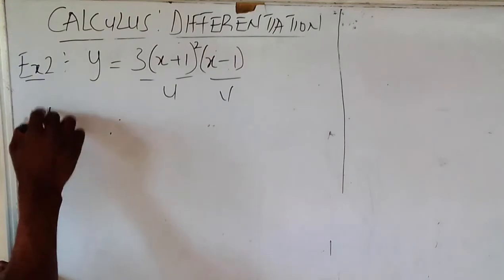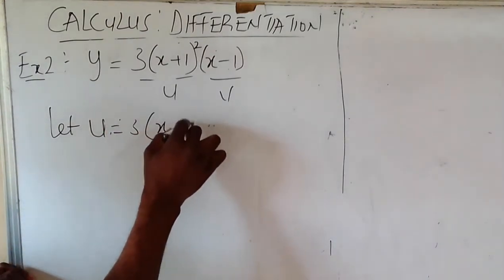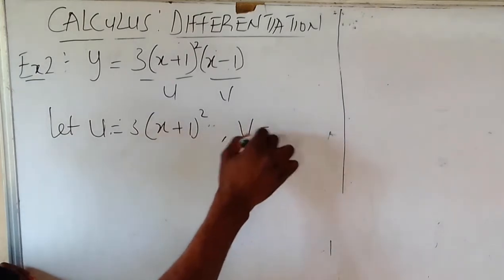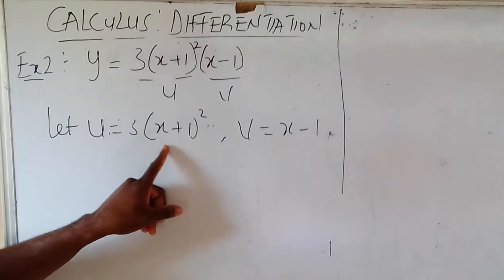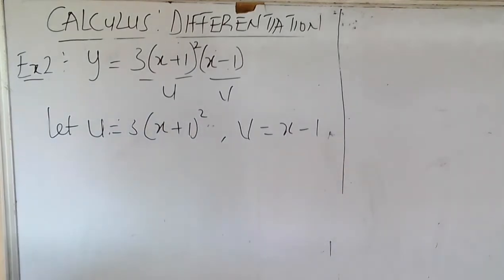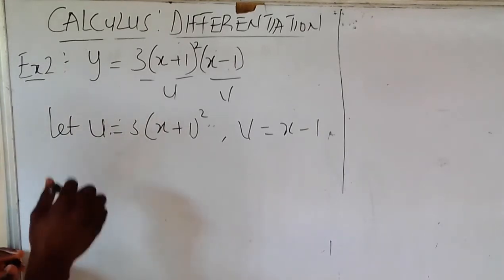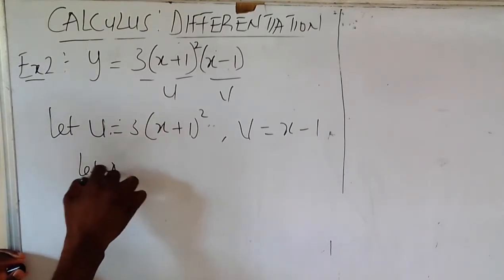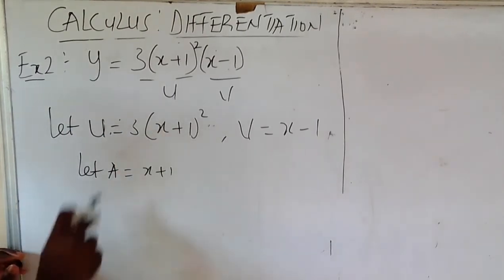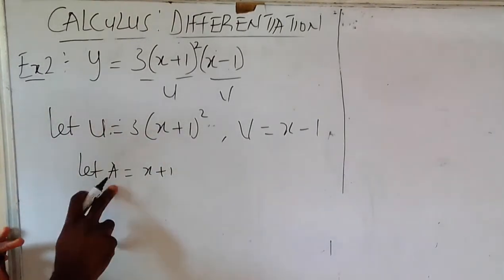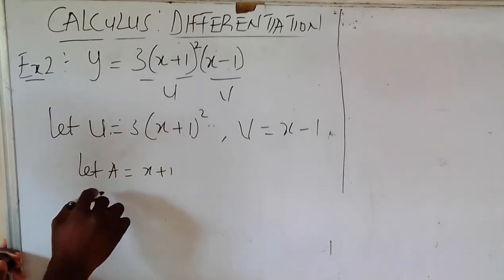So let's see. Let u be equal to 3 into (x plus 1) all squared, and let v be equal to x minus 1. For u, I'll be using the function of a function theory to solve this. The same way we did it for example 1, let a be equal to x plus 1. I want to solve for du/dx. So let a be equal to x plus 1.